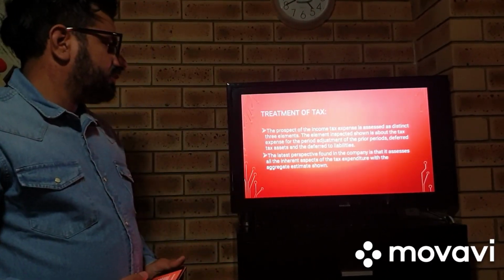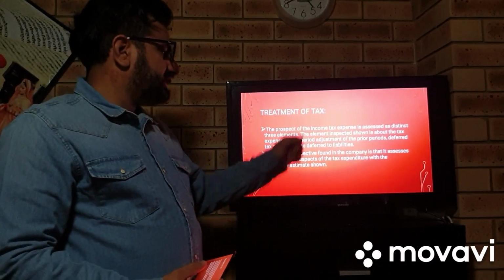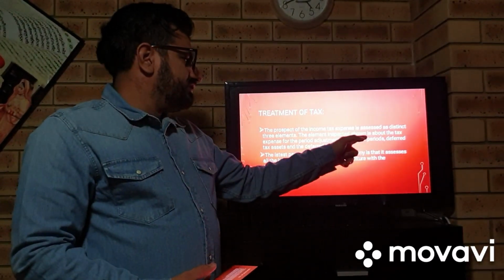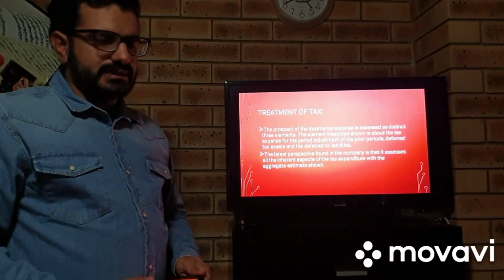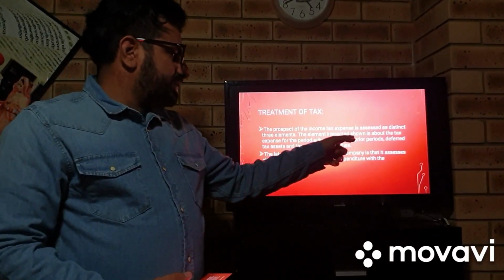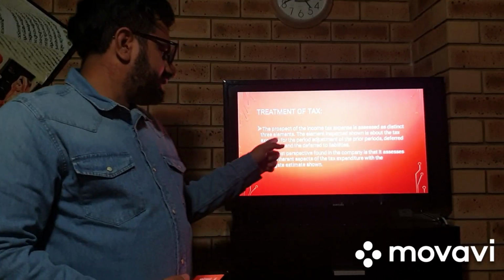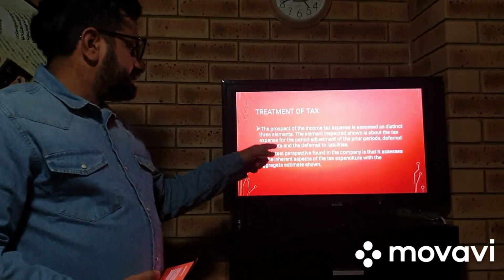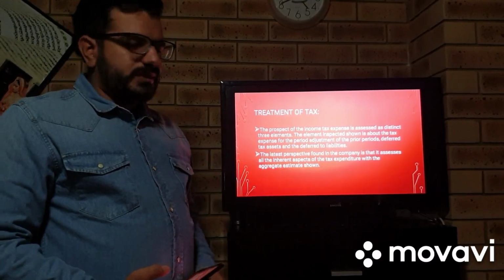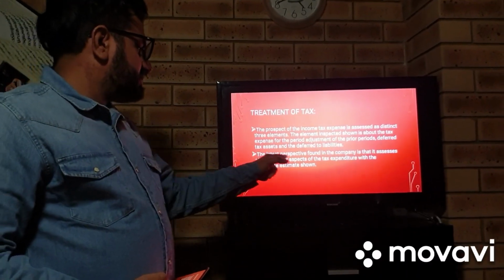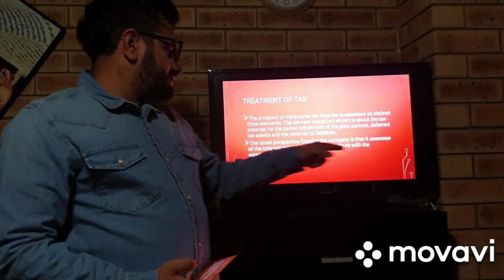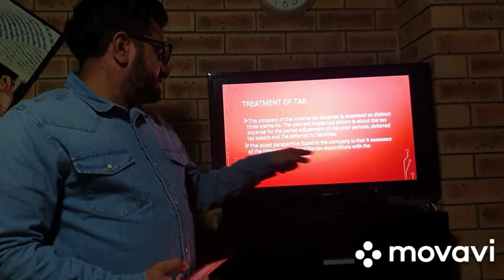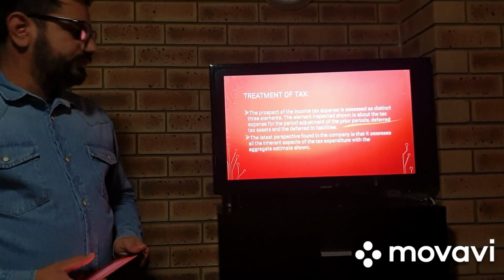And the treatment of tax. For the tax treatment, we can say that the probability of income tax expense is assessed in three elements. The elements show the expectation about the tax expense for the period, assessment of prior periods, deferred tax assessment and deferred liabilities. The last process found for the company is the assessment of all the inherited expectations of tax acquisition with an aggressive estimation.